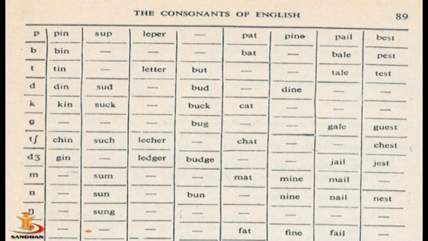So you've got din, sad, bud, dine, kin, suck, buck, cat. What are we doing? We are looking at the sound k. The next one, what are we doing? We are looking at the sound g. Bug, gate, gale, guest. Chin, such, lecher, chat, chest. We're looking at the sound ch. Gin, ledger, budge, jail, jest. I want you to notice that the sound j can have the letter G, can have the letters D and G, can have the letter J.